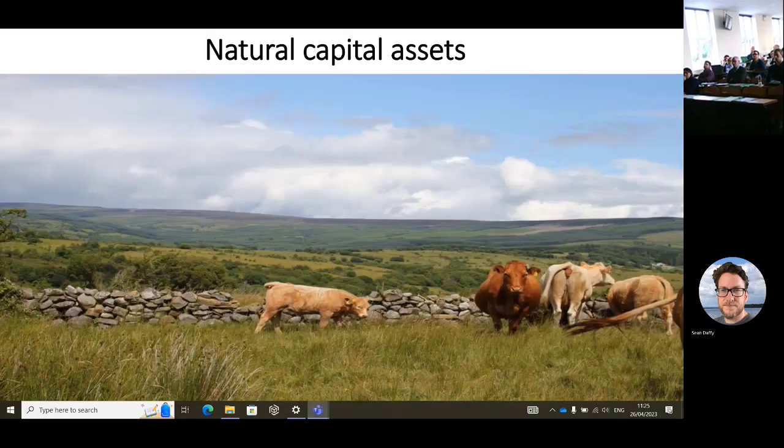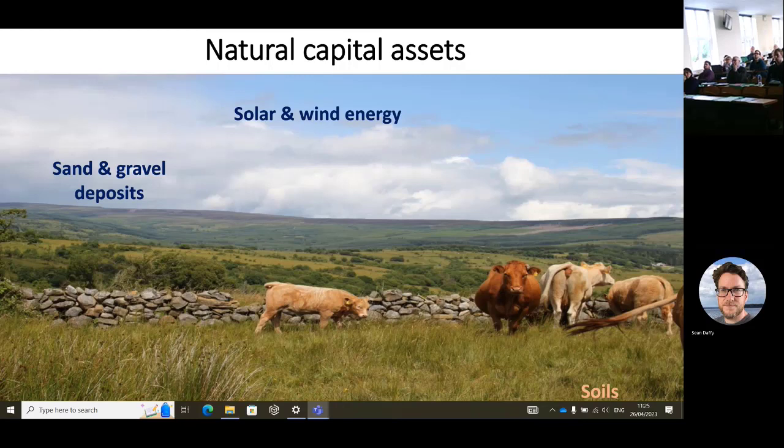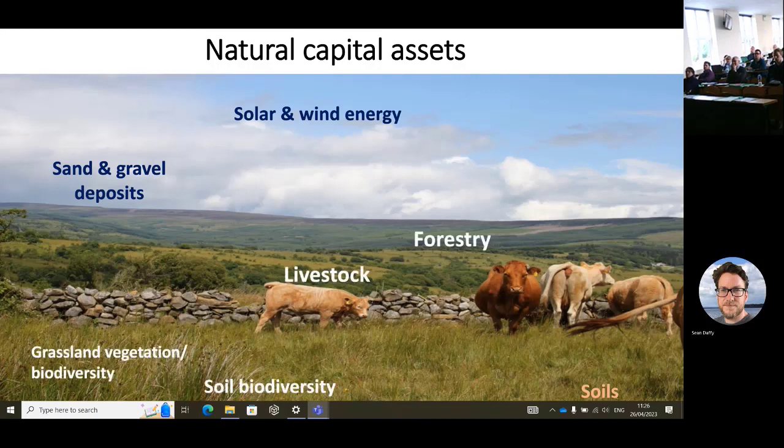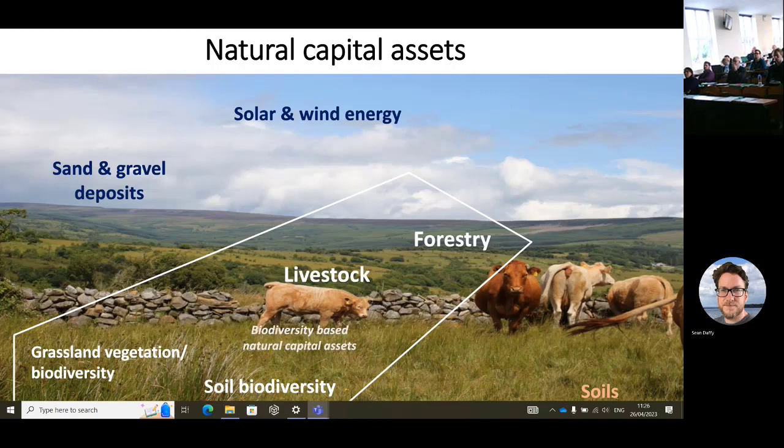Would you have heard of the phrase natural capital assets at all? I hate the terminology, in fairness, but things like this. So it's non-living things like the wind and light and energy that comes from the sun, or things that you might exploit, like sand or gravel. And it's also things that are alive. So forestry, plants, trees, livestock, grasses that are growing, the earthworms that are in the soil. So these are natural capital assets. These are things that nature has that we use for something. And the ones that I've just highlighted there are biodiversity-based natural capital assets.